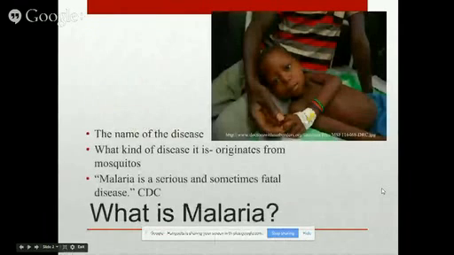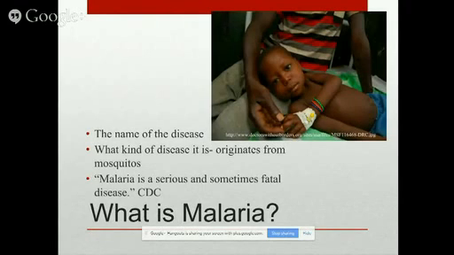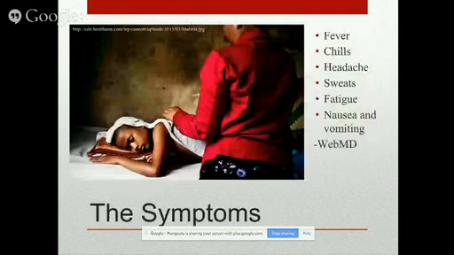So, things that we would be teaching about. First, what exactly is malaria? We would talk to them about what the disease is and where it originates. Parasites get infected, and then they infect mosquitoes, and mosquitoes transmit it to humans. According to the CDC, malaria is a serious and sometimes fatal disease.